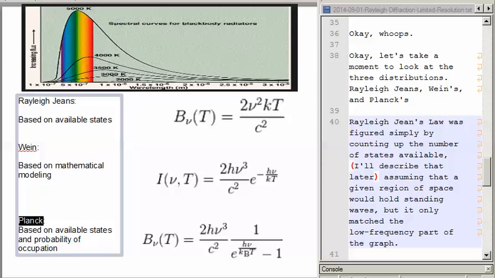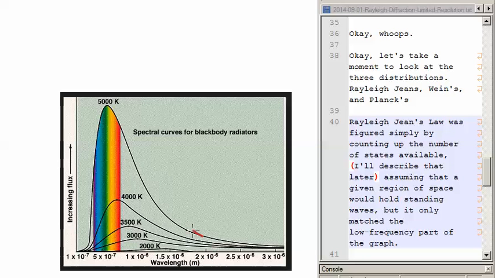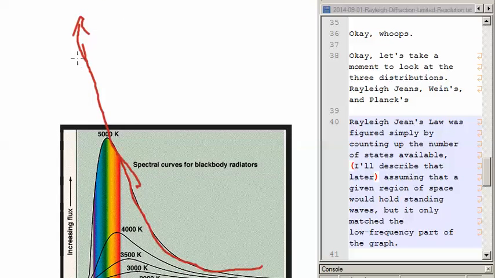So Rayleigh-Jeans law just kind of came down like, oh, I can't even draw it. It just came down just like that, and it went up. I missed the arrow. It just went up towards infinity there, so it would have gone up forever towards the ultraviolet. But it only matched the low frequency part of the graph.